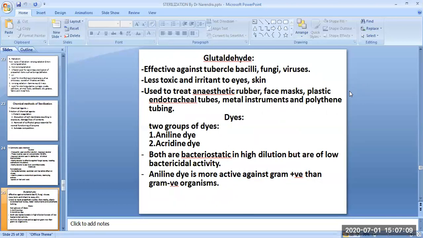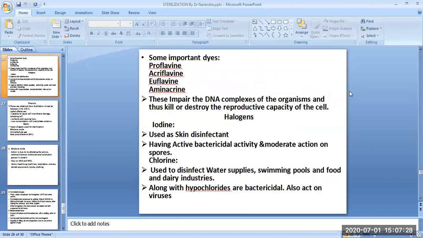Two groups of dyes: aniline dyes and acridine dyes. Both are bacteriostatic in high dilution but have low bactericidal activity. Aniline dyes are more active against gram-positive than gram-negative organisms. Acridine dyes impair the DNA complex of the organism and thus kill it. Halogens: iodine and chlorine also.